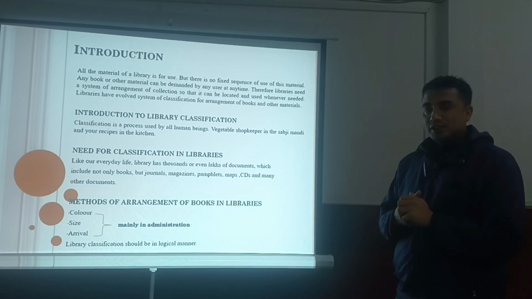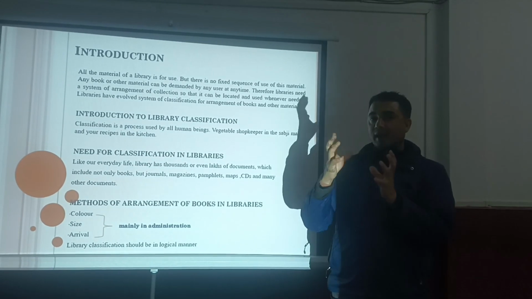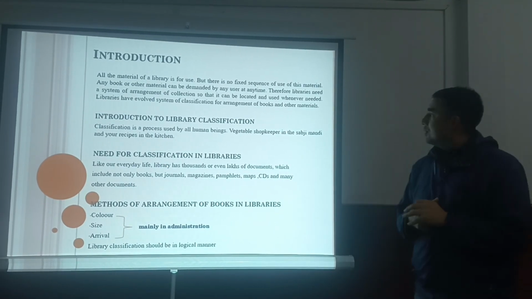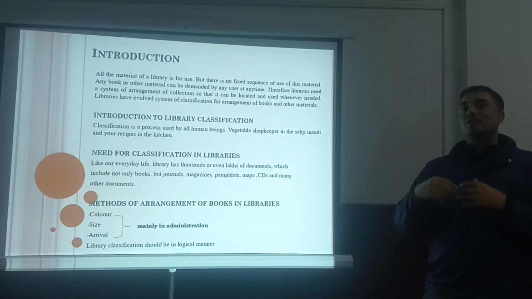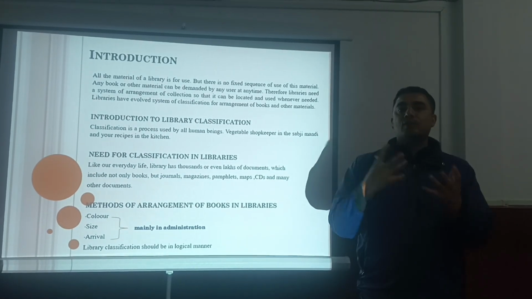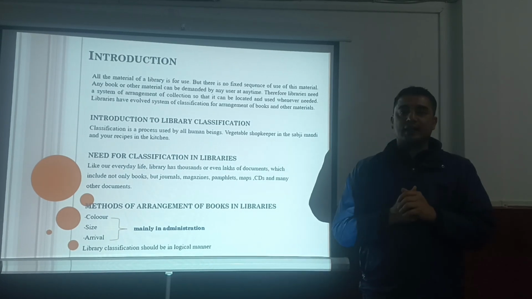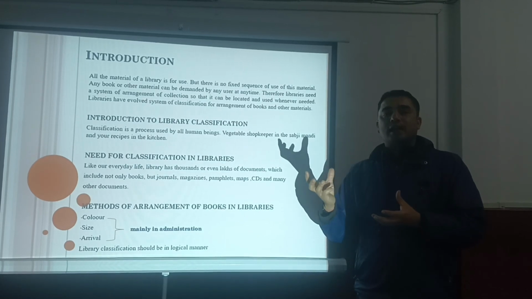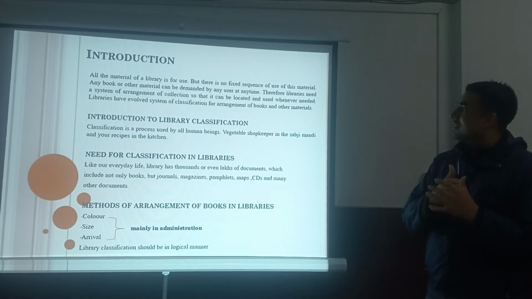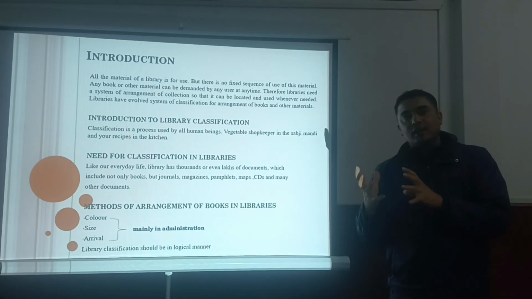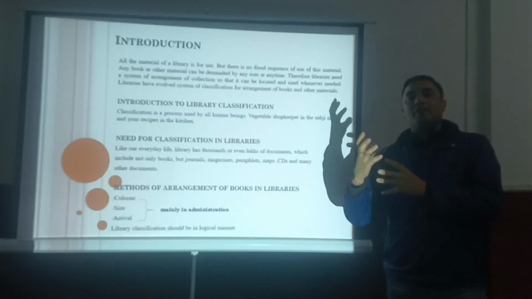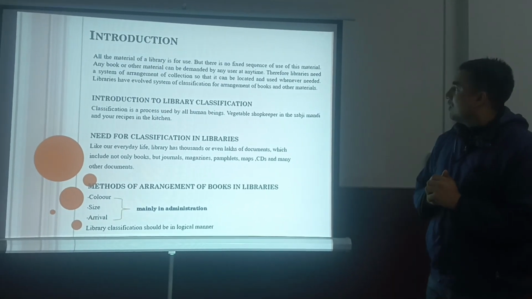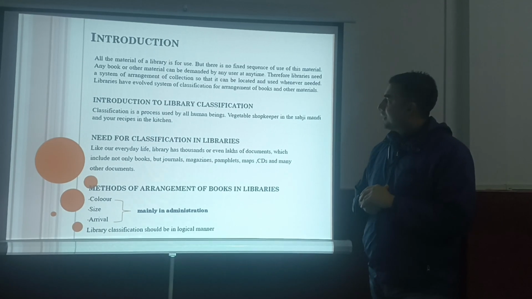Therefore, libraries need a system. It means we need a system of arranging the collection so that it can be located and used whenever needed. It means when we need, we have to use. If you know where that book or document is located, then it will be very helpful for users, and of course it has its value for use. So libraries have evolved a system of classification. For this, the library has a system of arranging and organizing these documents. We call it library classification, for the arrangement of books and other material.